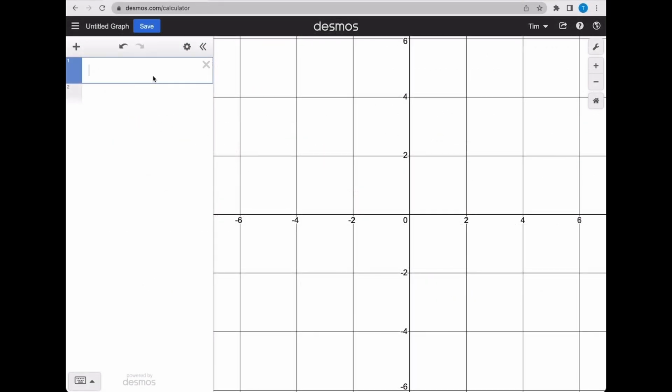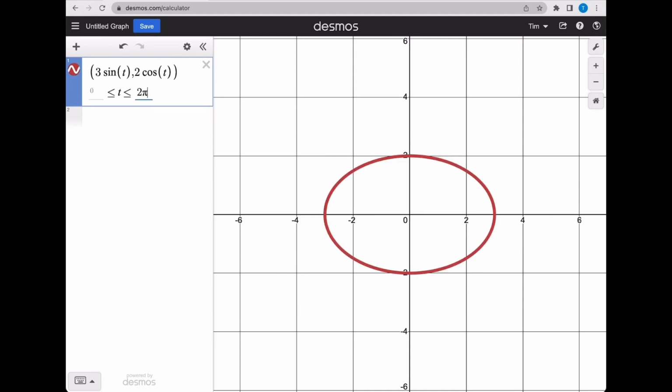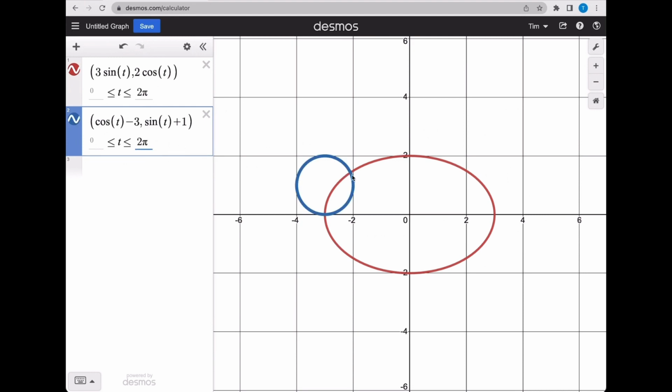So let's start by plotting the first parametric curve. We have the x value of 3 sine of t, and the y value is 2 cosine of t. And we're told that the parameter t ranges from 0 to 2 pi. So there's that ellipse. And now let's plot the second function, which is the circle. The x value for this one is cosine of t minus 3, and then sine of t plus 1. This also ranges from 0 to 2 pi. There's our circle. So we have two places where these parametric curves intersect.